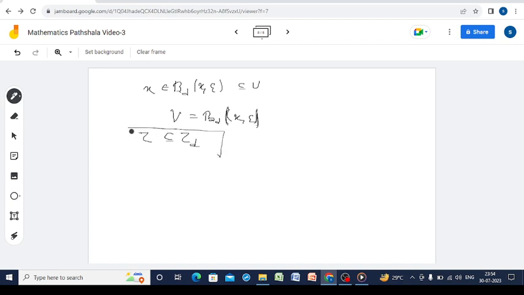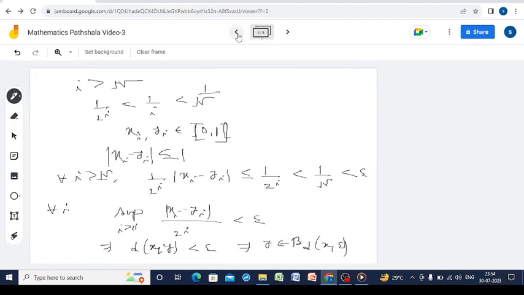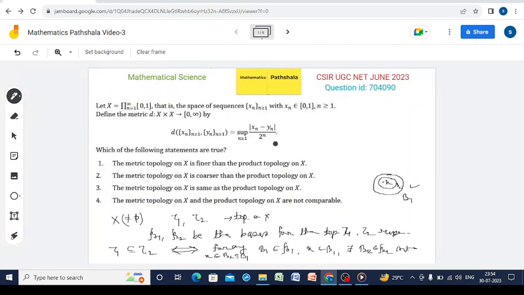So τ, which is the product topology, is a subset of τ_d, which is our metric topology. So by the previous one, with this we get τ equal to τ_d. That means the product topology is equal to the metric topology induced by our given metric d(x, y) equal to sup of mod x_n minus y_n by 2 to the power n. So option 1, the metric topology is finer than the product topology. Finer means also may be equal. Option 2, the metric topology is coarser, that may be also equal, and option 3, the metric topology is the same as the product topology, which now we have proved.